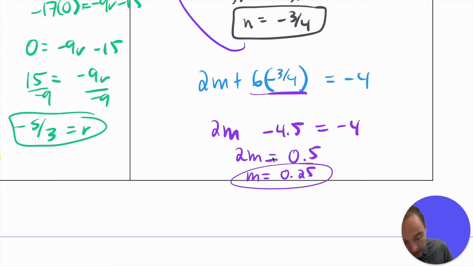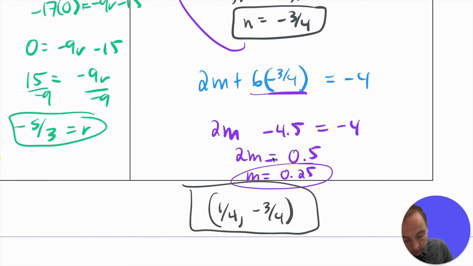So ultimately, your final answer would be 1/4 is your m and negative 3/4 is your n. And that gives you the solution for that particular linear system then.